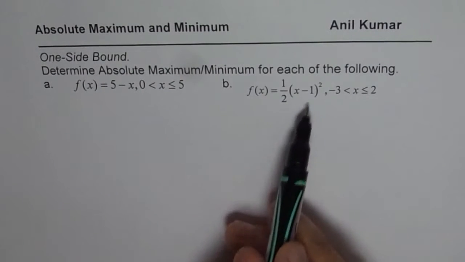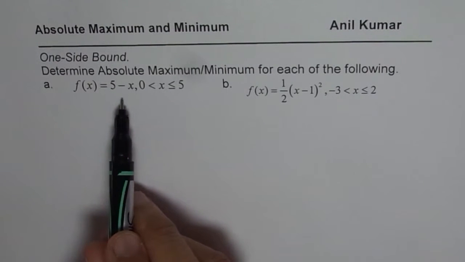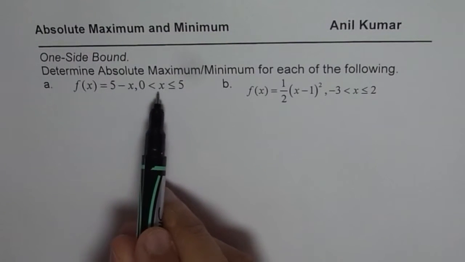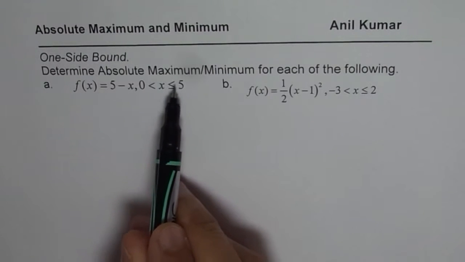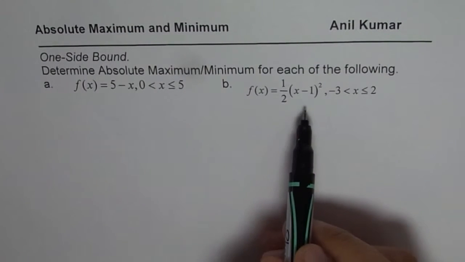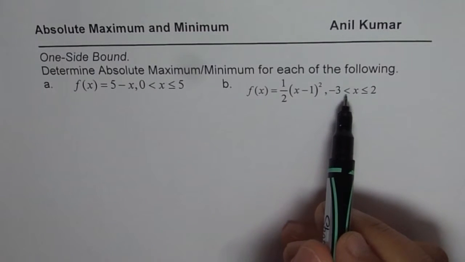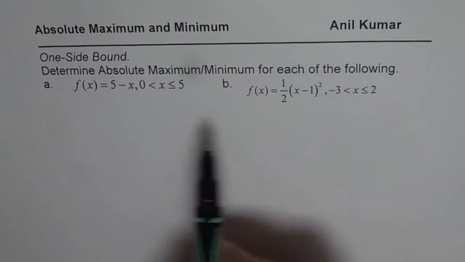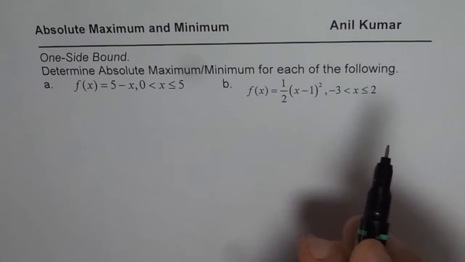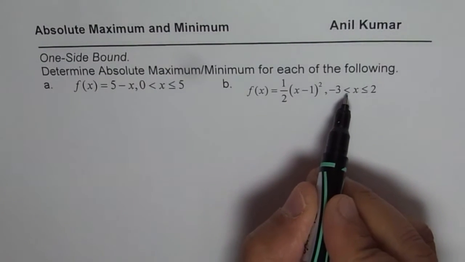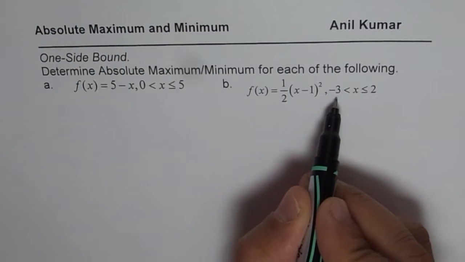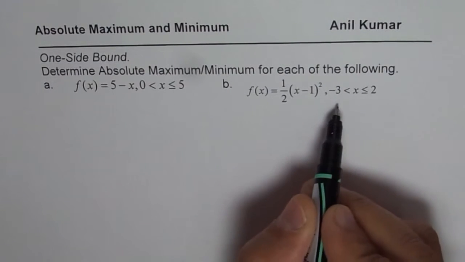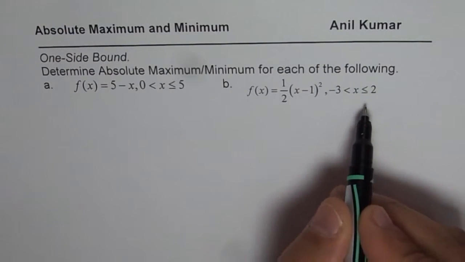So we have two functions here. This one is a linear function within the domain where x is greater than 0 but less than or equal to 5. Then we have a quadratic function here where x is greater than minus 3 and less than or equal to 2. You will see in these examples we have greater than, not greater than or equal to, on the lower bound, and therefore these functions are bound only from the right side.